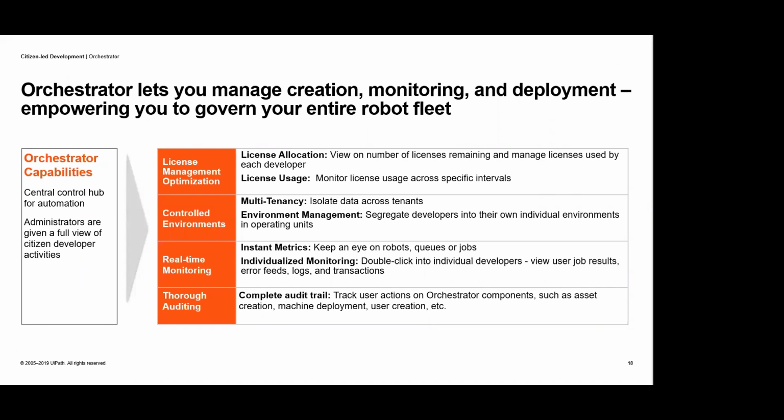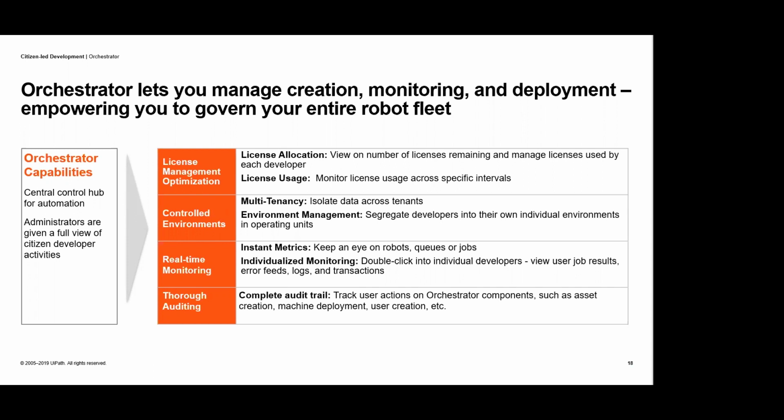But as you can imagine, the orchestrator plays an important role in a UiPath citizen development program, similar to the role it plays in any other enterprise RPA programs that are not citizen development. The orchestrator lets you manage creation, monitoring, and deployment, empowering you to govern your entire robot fleet. It serves as a central control hub for the automations, and administrators are given a full view of citizen developer activities through the orchestrator. So a lot of these orchestrator functionalities listed here are not specific to citizen development, but are features that are especially important for citizen development governance.